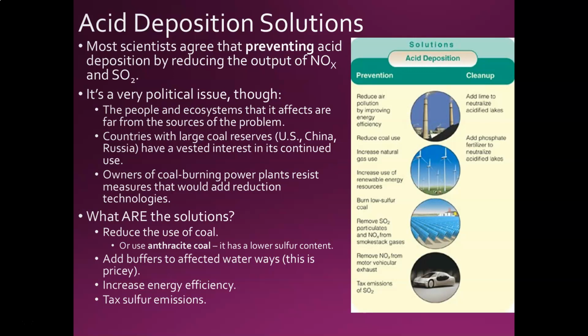So how can we fix this? Probably the best way would be right here on top. Most scientists agree that the best fix is preventing acid deposition by reducing the output of nitrogen oxides and sulfur dioxide. Right, that's the biggest thing. If we reduce the use of fossil fuels, then we will reduce the amount of sulfur dioxides and the amount of nitrogen oxides that are in the air.